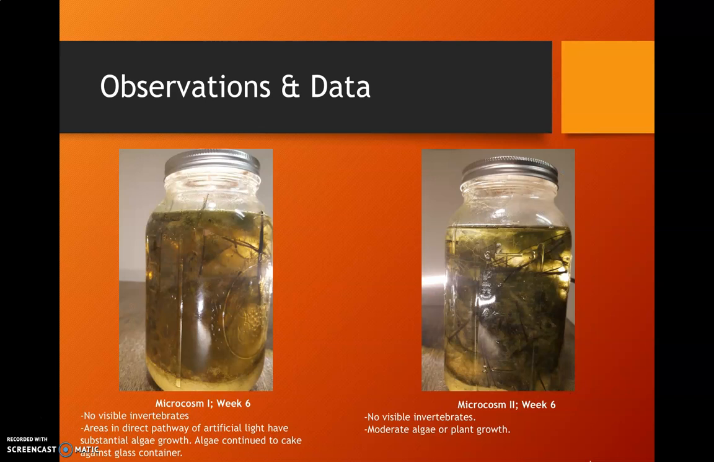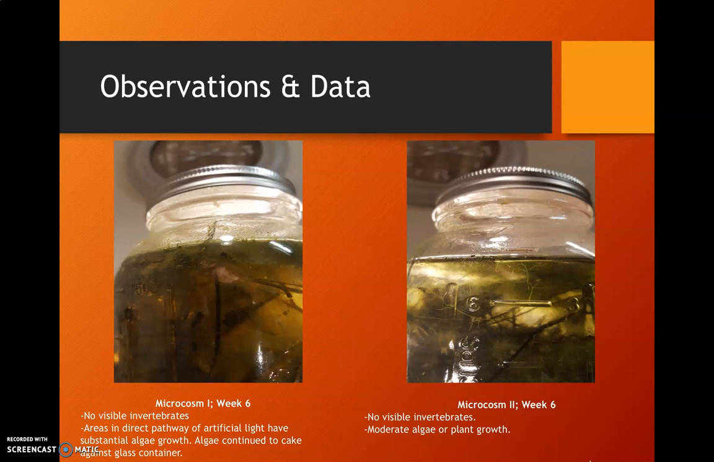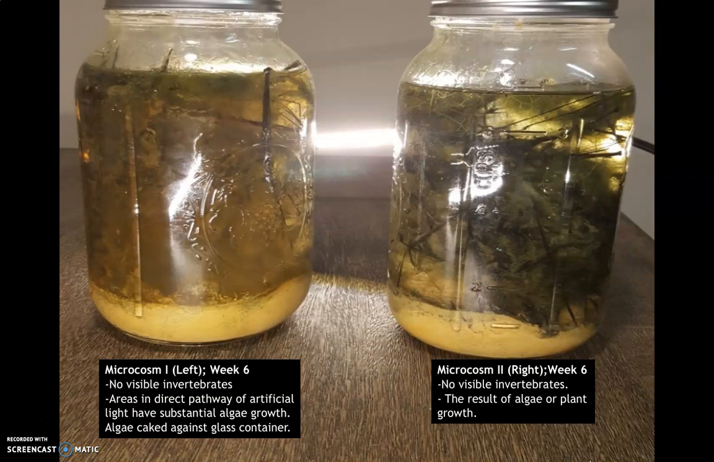Microcosm I, week 6, no visible invertebrates, areas in direct pathway of artificial light had substantial algae growth, and algae continued to cake against the glass container. Microcosm II, week 6, no visible invertebrates, however, there was still moderate algae or plant growth. Microcosm I, at the end of week 6, no change. Microcosm II, at the end of week 6, no change.